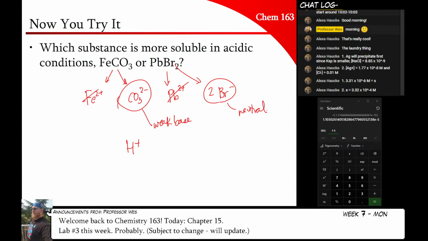How do you know? Well, the conjugates of these: HCO3- is a weak acid, HBr is a strong acid. So therefore, H+ would only react with the weak base. It would not react with Br-. So adding acid, I would expect the solubility of iron carbonate to increase, and the solubility of lead bromide to remain the same.